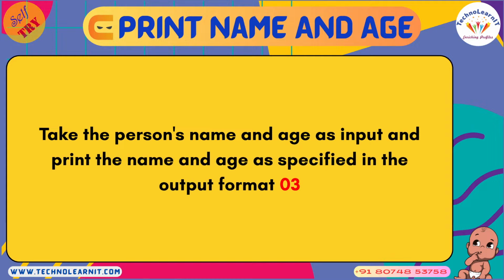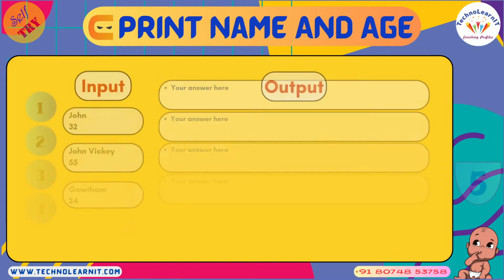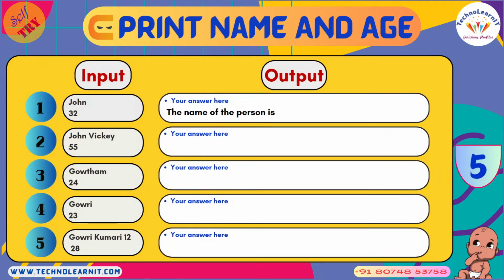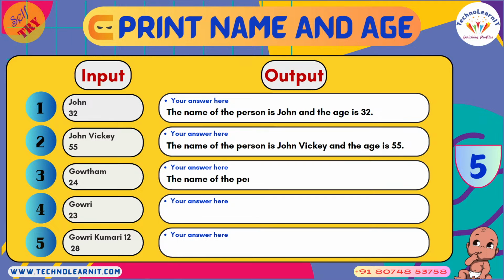The same program, but the format is different again. Let us look at the output to understand the expected output format. Yes, so we need to add our own description. What you need to print is some description like the name of the person is whatever the user has entered as input, and the age is whatever age the user has entered, and finally note a full stop at the end. Very important. You have to adhere to these output formats. The program that you write has to produce output in the same format.